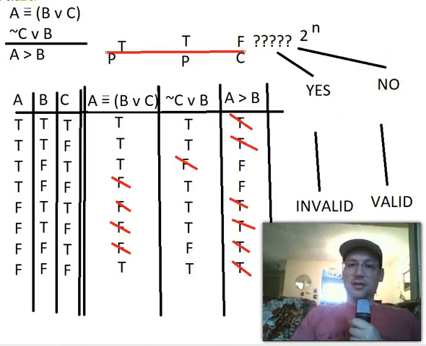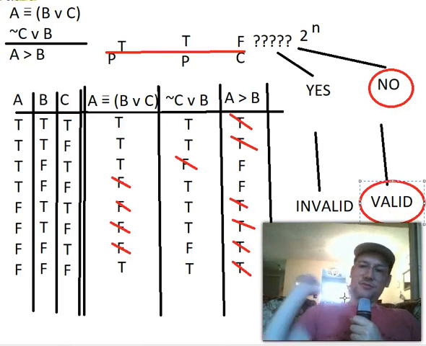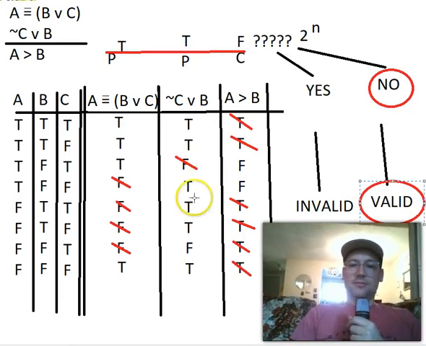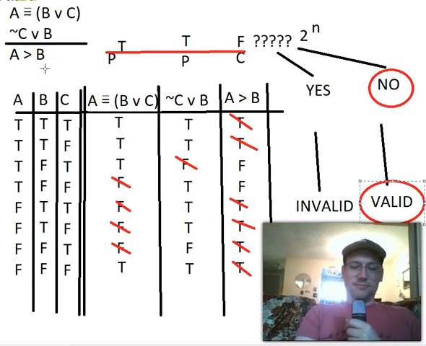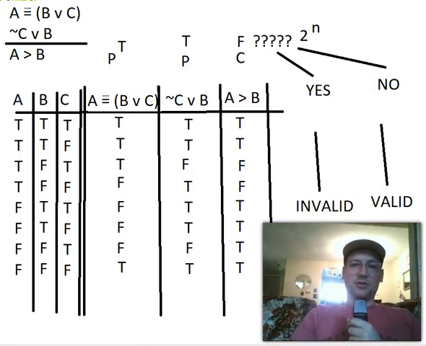So that means there was no counterexample, and the argument is valid. Yay! Your answer on the exam, these red marks are not necessary to do. I just did that for demonstration. But your answer on the exam would look like this.